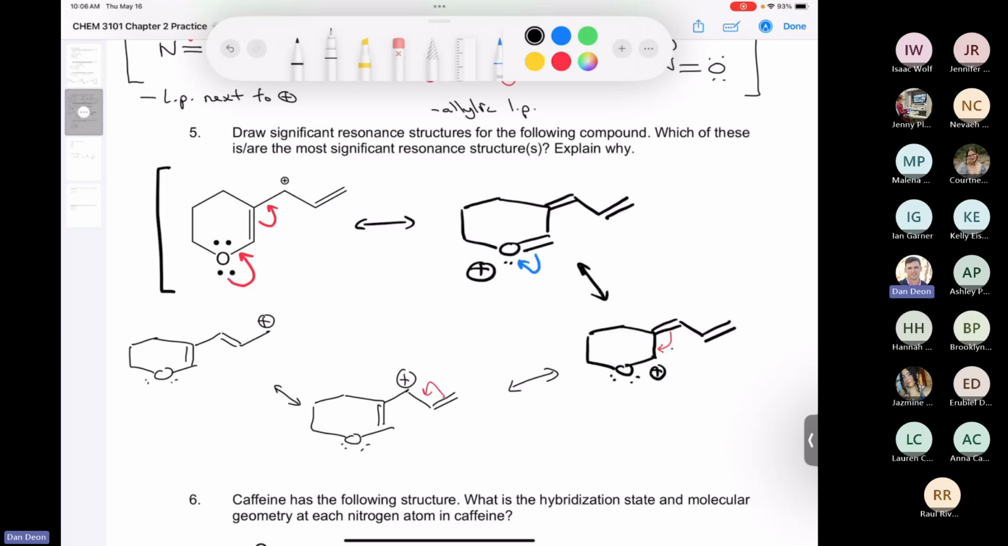If I call this one number 1, I'll call these 1, 2, 3, and 4, because remember, this one is the same one as number 1. But if I look at all 4 of those, could anybody tell me which one of those is going to contribute the most? Which one is going to be the most significant resonance structure?